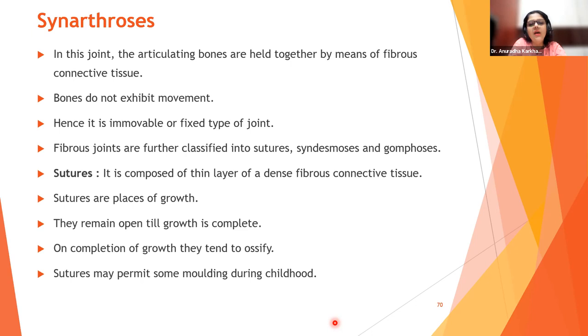Rather, these bones are present side by side with each other. They are having connections of fibrous connective tissue. Bones do not exhibit any movement. Hence, it is an immovable or fixed type of joint. Fibrous joints are further classified into three parts: sutures, syndesmosis, and gomphoses.